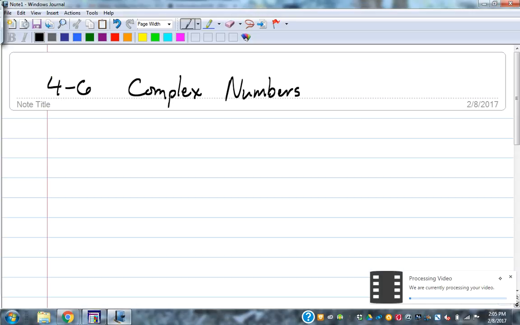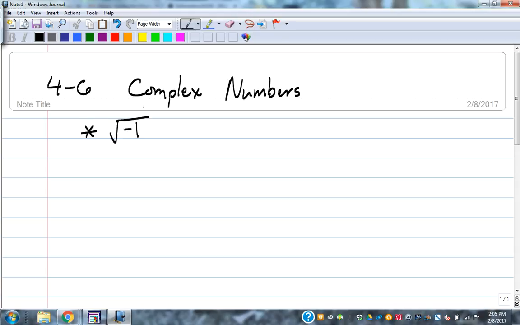All right, complex numbers. The complex number system is the imaginary number system, and that comes from this definition that the square root of -1 is defined to be i. Okay, so that's the major premise that gets us into the complex number system.